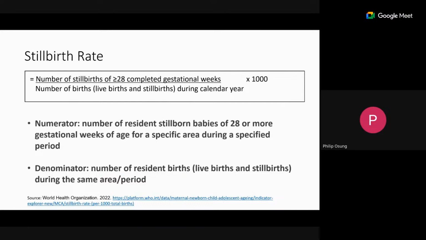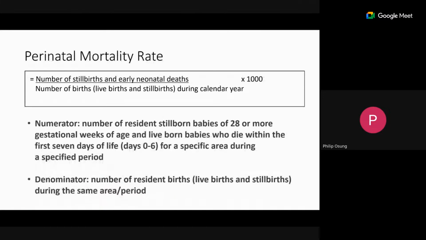So from here on, I showed some examples of how these are computed. We see the end product of the statistics, but this is what basically goes on behind it in the data set. We have for stillbirth the number of stillbirths over the number of live births within the calendar year. Perinatal mortality includes stillbirths and early neonatal deaths, that's within 27 days of life, over the number of births during the calendar year. And always remember that it is reported per 1,000.